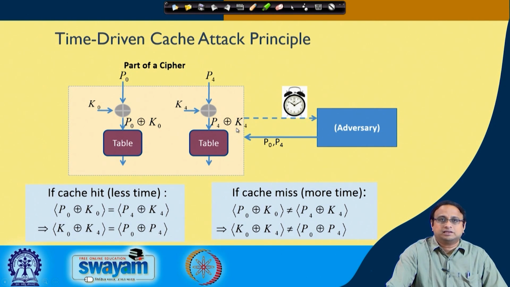Now imagine that the cipher has been implemented with a lot of tables, and I will come to this point subsequently in a little more detail. So you make an access at this table at the location or address P0 XORed with K0, and here you make an access at P4 XORed with K4. Therefore, the adversary is making two independent accesses.